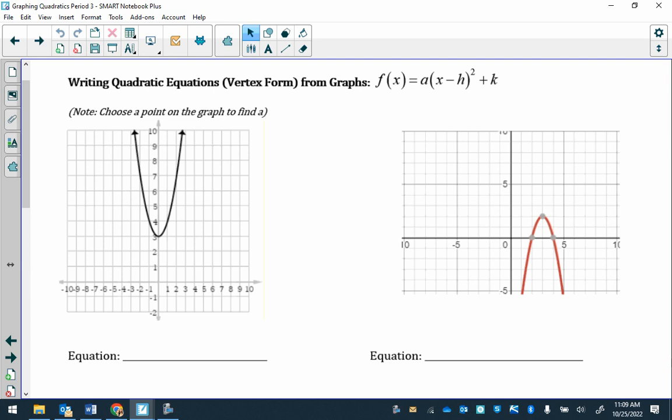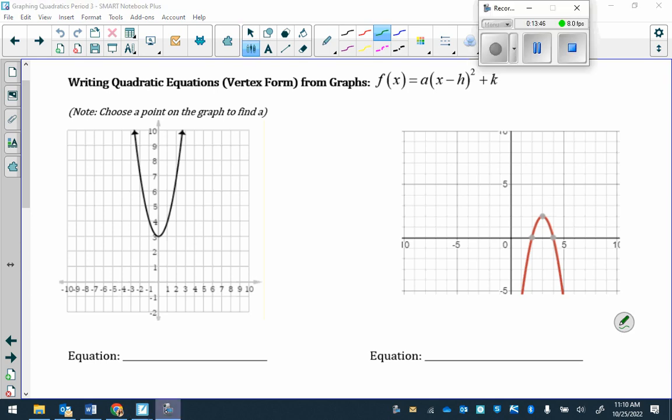All right. So we are creating equations based off a graph in vertex form. However, we could figure out the vertex, but we need to find that leading coefficient. So when you are given a graph, as you see here, you know what the vertex is, which is the lowest or highest point. What is the vertex in this first graph? Okay, so we have 0, 3 as our vertex.